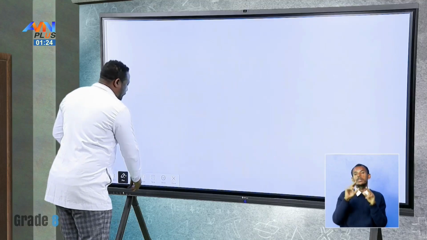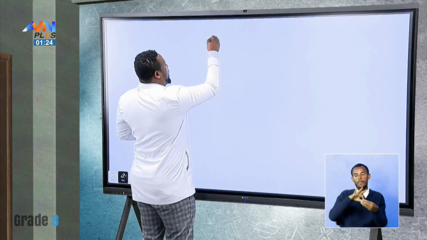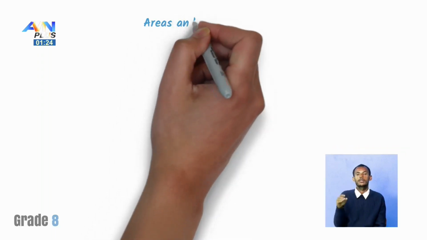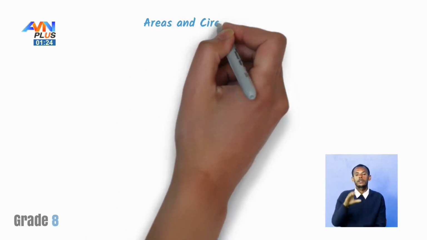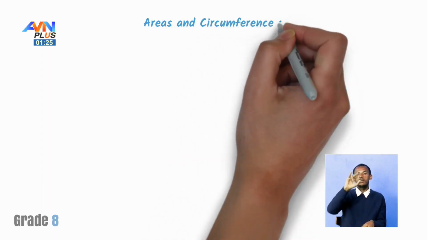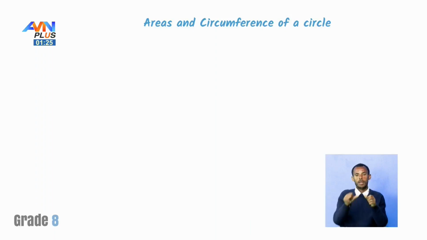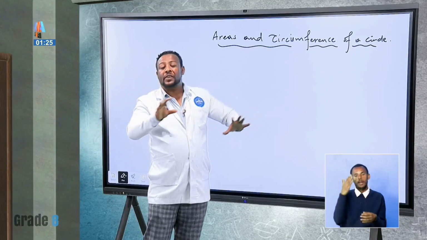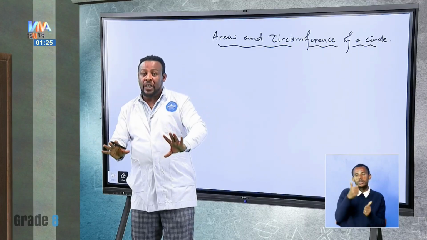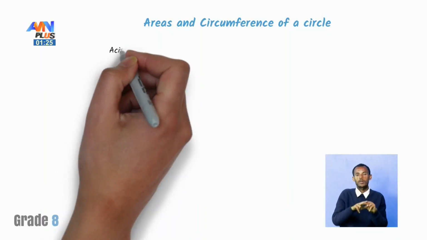Now let's see some of the basic formulas that we need to know in circle, okay? So areas and circumference. Now let's see what the areas and circumference of a circle looks like. Because knowing the areas and circumference of a circle is very basic and helpful to understand the next unit, which is about solid figures.